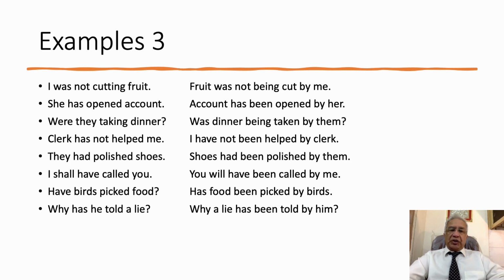Subject, verb, object, position change. Form of the third verb has been used. "Have birds picked food?" That's again present perfect. "Has food been picked by the birds?" Everything same, the rules of the perfect tense.